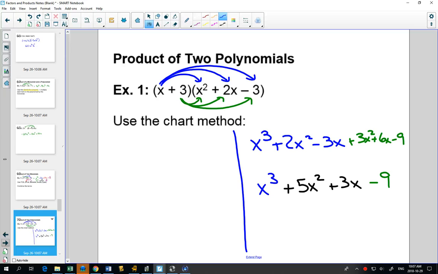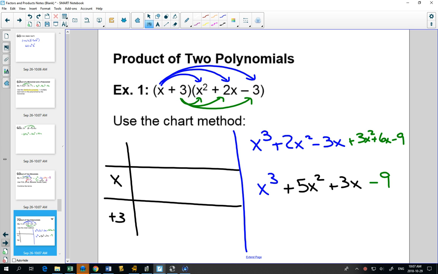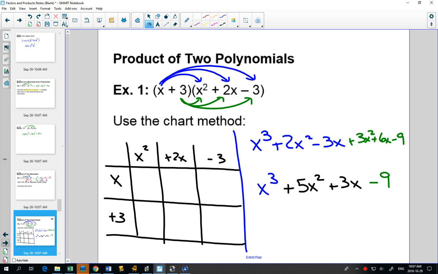Now the chart method is the same idea, and we've looked at this before. It's based on areas. So you could write x plus 3 as x and plus 3. And you could write x squared plus 2x and minus 3 and make a chart and fill in all the values of the chart. So as I'm filling in the values of the chart, I'm going to get x cubed, 2x squared, minus 3x.